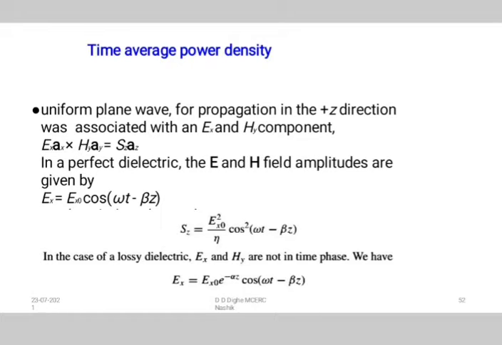So if we consider a uniform plane wave which is traveling in the plus z direction and having its electric field oriented along the plus x direction, and magnetic field in plus y, then E is E0 e raised to j omega t in x and H is H0 e raised to j omega t in y, which is equal to E0 by efficiency e raised to j omega t in y. In the case of the lossy dielectric, Ex and Hy are not in time phase.